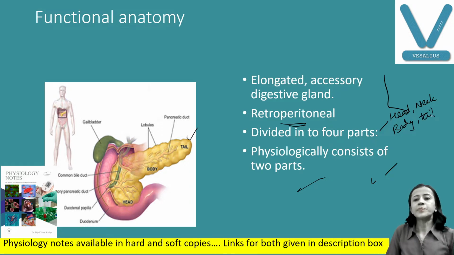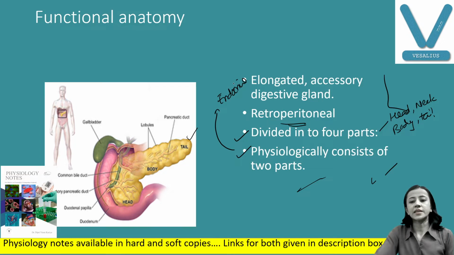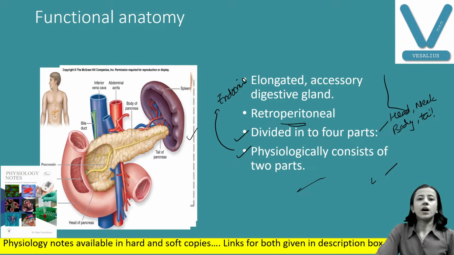Now, physiologically it consists of 2 parts. These are the structural divisions and functional divisions. The pancreas has 2 parts, endocrine and exocrine. So the pancreas is a dual gland. It has both endocrine and exocrine parts. You can see here the functional anatomy, or you can say the location of the pancreas.